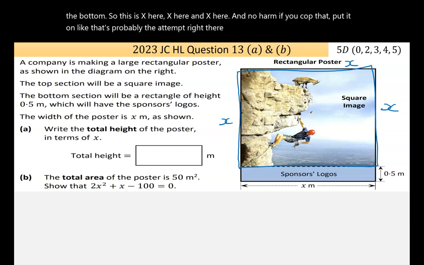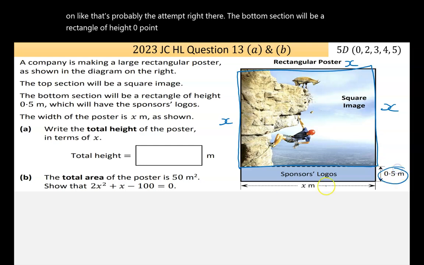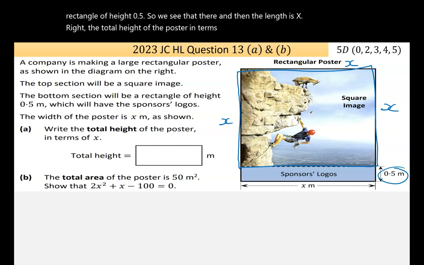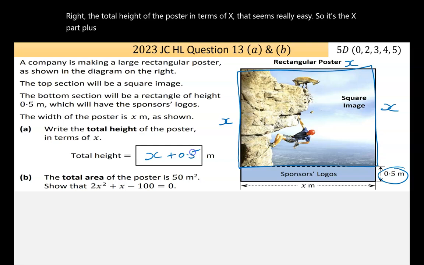The bottom section will be a rectangle of height 0.5. So we see that there. And then the length is x. Write the total height of the poster in terms of x. That seems really easy. So it's the x part plus the 0.5. Yeah, it seems too easy.